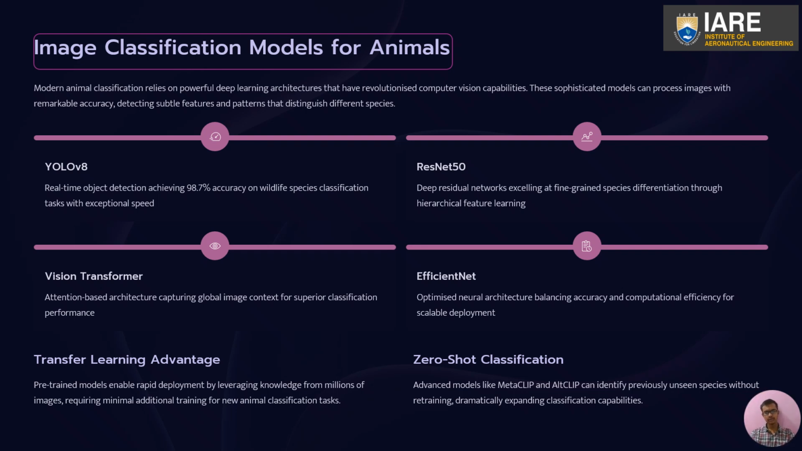Transfer learning. Pre-trained models enable rapid development by leveraging knowledge from millions of images, requiring minimal additional training for new animal classification tasks. Zero-shot classification. Advanced models like Meta CLIP can identify previously unseen species without retraining, dramatically expanding classification capabilities.